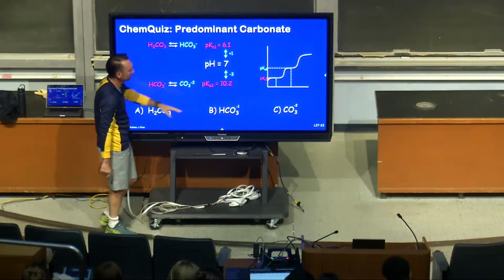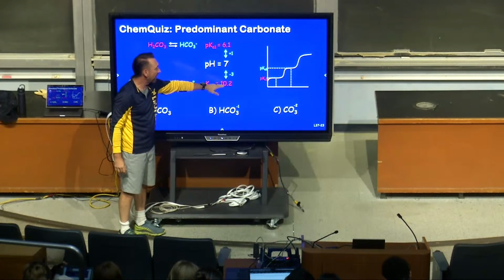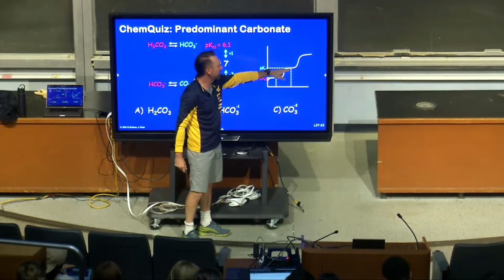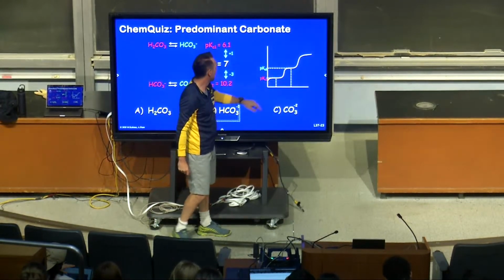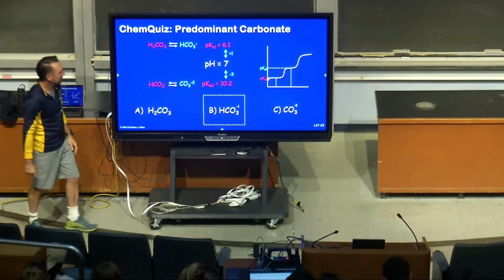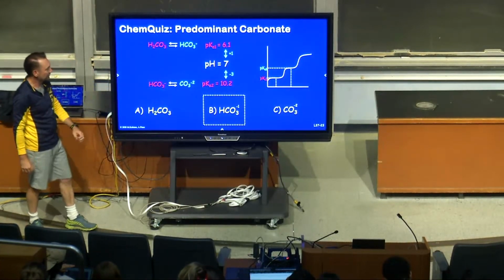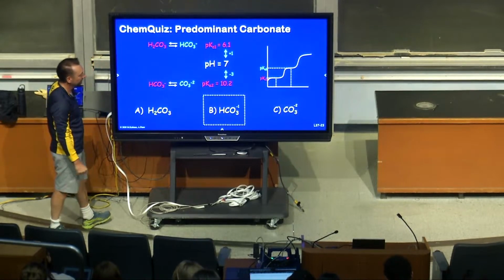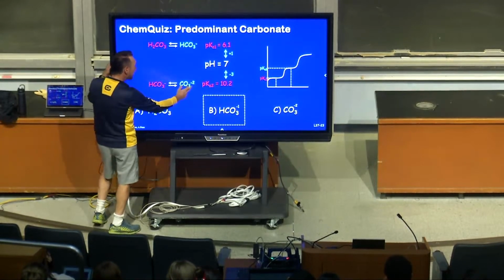And you can do it the same way. You're far from this pKa. You're far from here. You're way down here. Again, it gives you the same information, that the most common is the HCO3-. Why is that important?